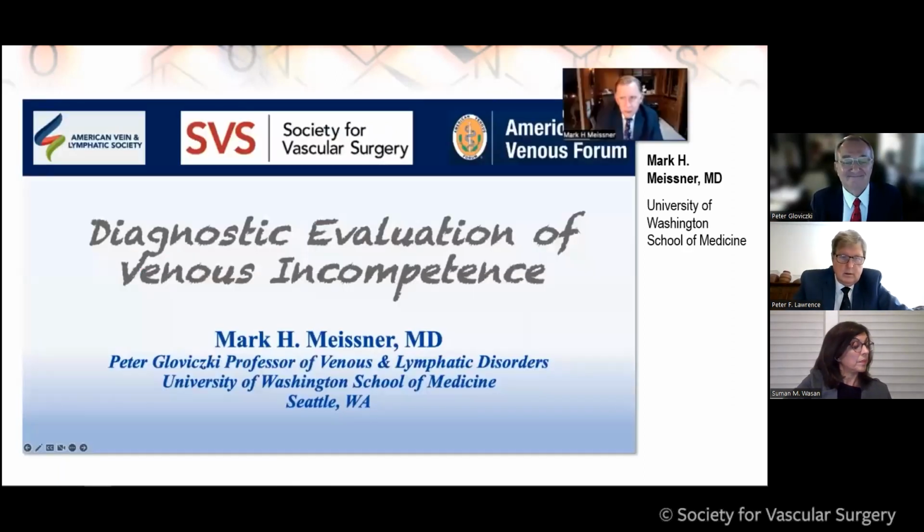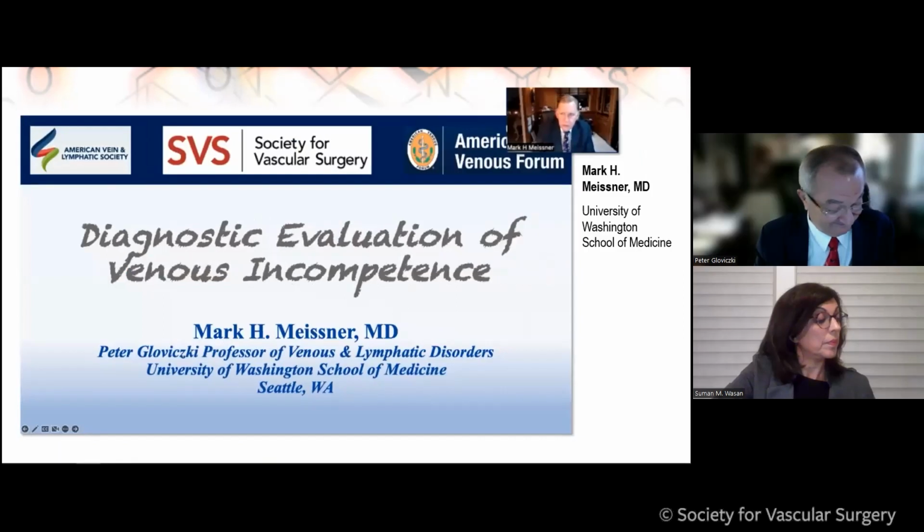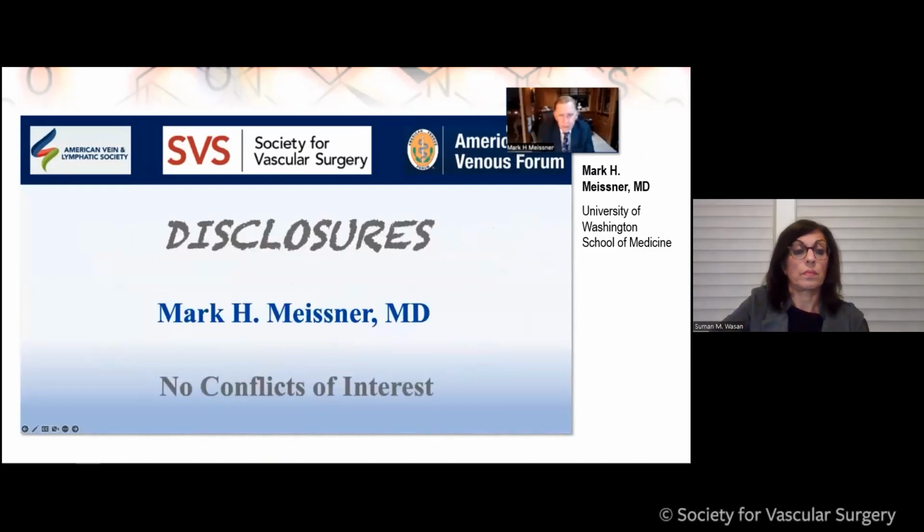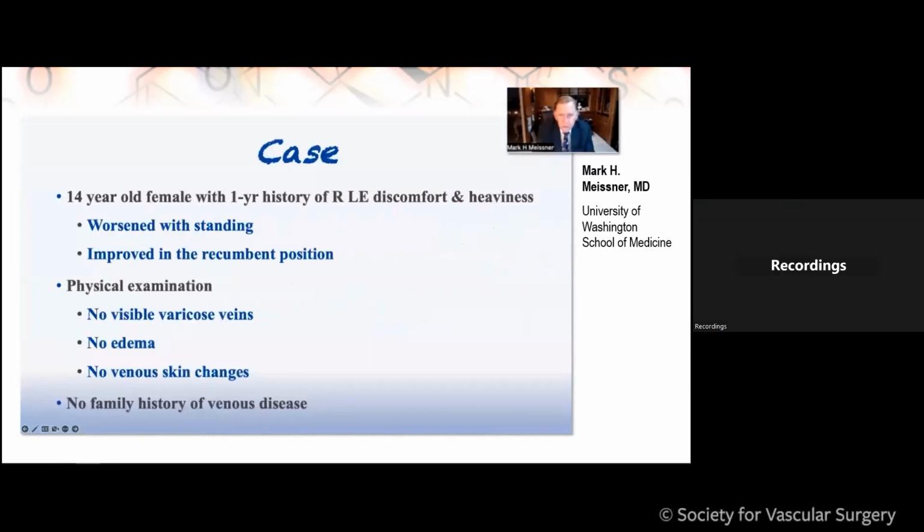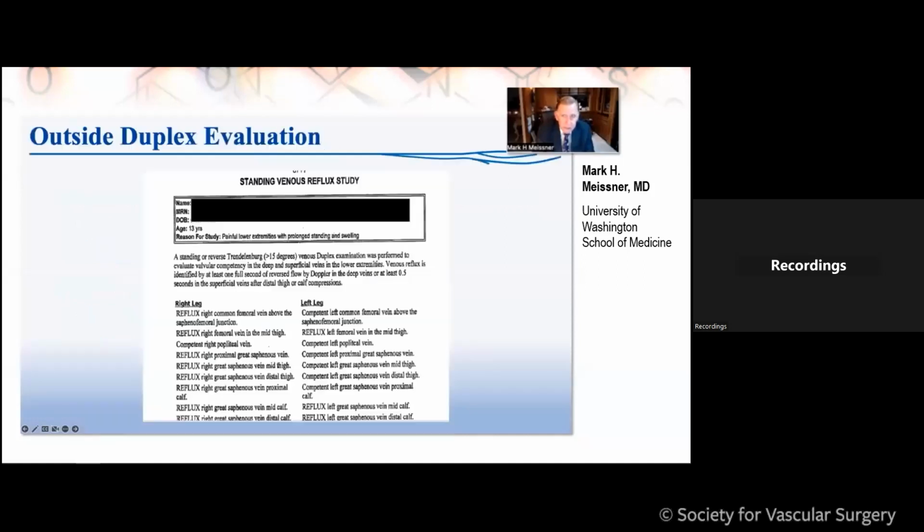Good evening. My name is Mark Meissner from the University of Washington, and tonight I'm going to be talking about the new guidelines regarding the diagnostic evaluation of venous incompetence. I have no disclosures. We'll start with the case of a 14-year-old girl referred with a 1-year history of right lower extremity heaviness and discomfort. On physical examination, she had no visible varicose veins, no edema, and no other signs of venous disease. Her family history was negative for venous disease.